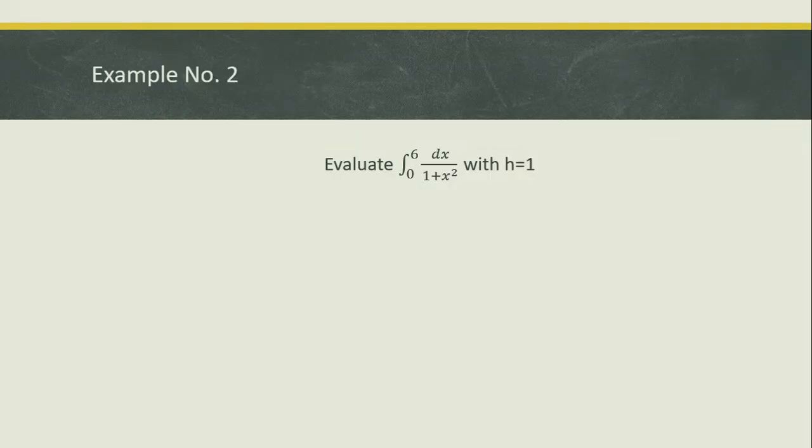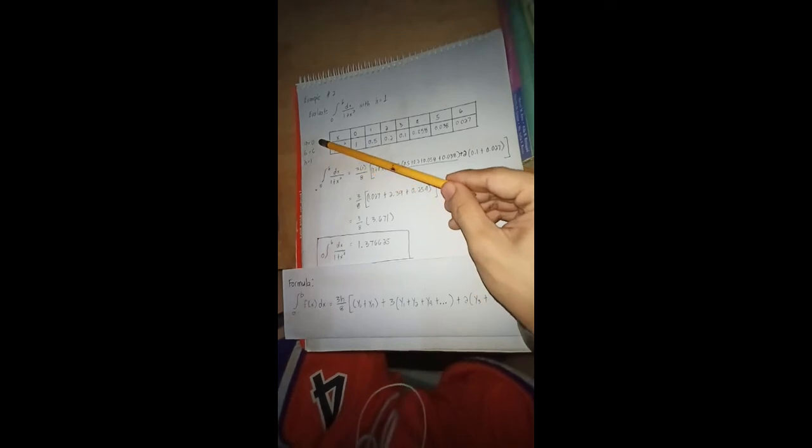Example number 2. Evaluate integration from 0 to 6 dx over 1 plus x squared with h is equals to 1. So, punta naman po tayo sa example number 2 natin. Ito po yung question. Evaluate integral 0 to 6 dx over 1 plus x squared with h is equals to 1 using Simpson 3/8 rule. So, meron tayong lower and upper limit ulit. A is equals to 0 and 6. And yung h natin is equals to 1.